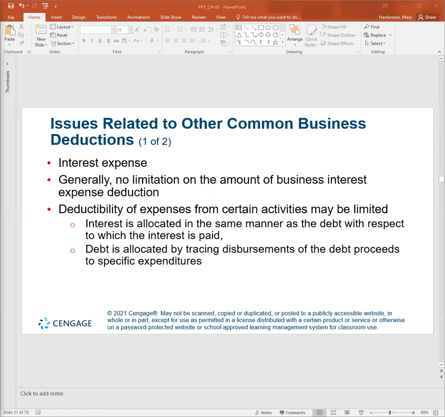Since deductibility of interest expense associated with certain activities is limited, the IRS provides rules for allocating interest expense among activities. Under these rules, interest is allocated in the same manner as the debt with respect to which the interest is paid. The debt is allocated by tracing disbursements of the debt proceeds to specific expenditures. Tracing rules are complex and depend on whether loan proceeds are commingled with other cash and the length of time the loan proceeds are held before they are spent.